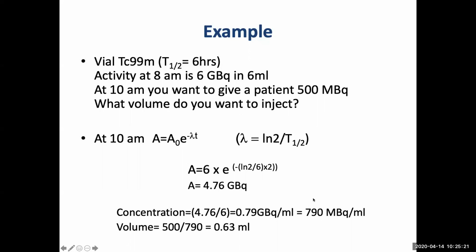So I need 500. I need to divide 500 over 790 megabecquerel. I need to withdraw 0.63 ml. Within this 0.63 ml, we will get 500 megabecquerel.